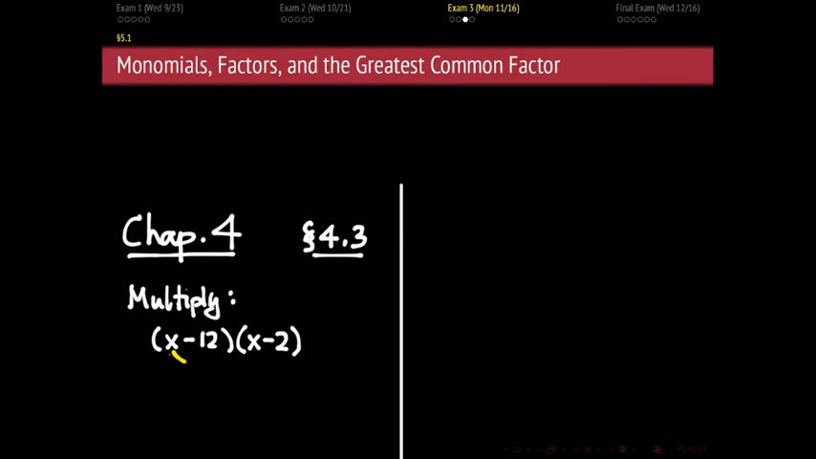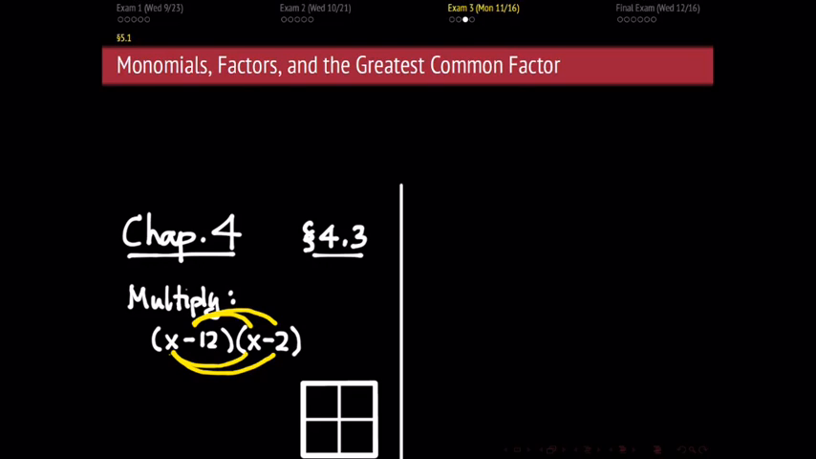Okay. The x and the x, the x and the negative 2, negative 12 and x, and negative 12 and negative 2. Right. So what I end up with is a product, actually four different products of terms. If we wanted to, we could represent this in a little chart. We did a little bit of this before.